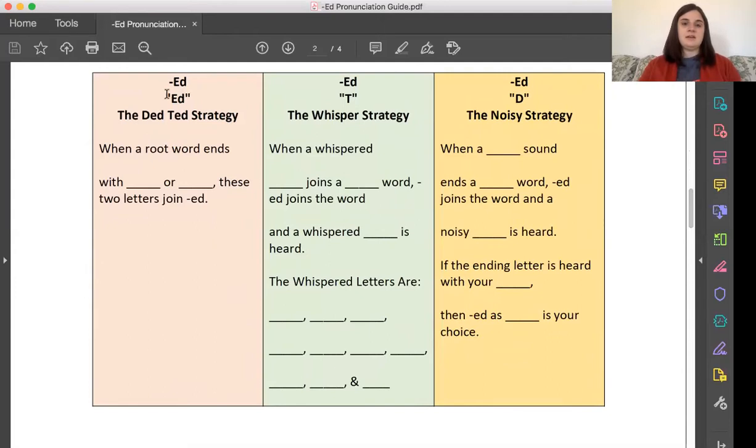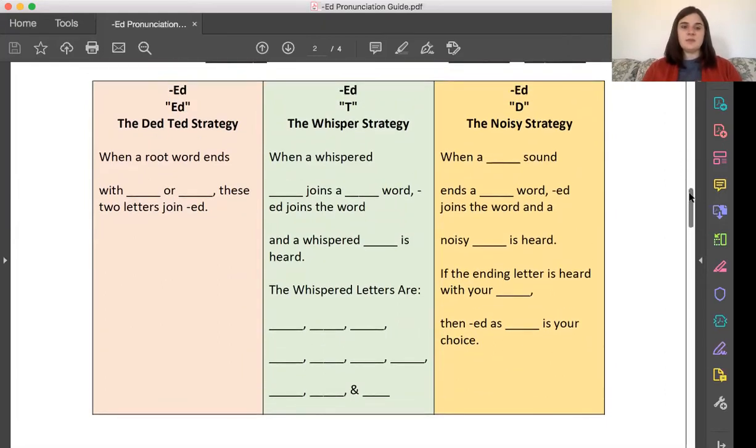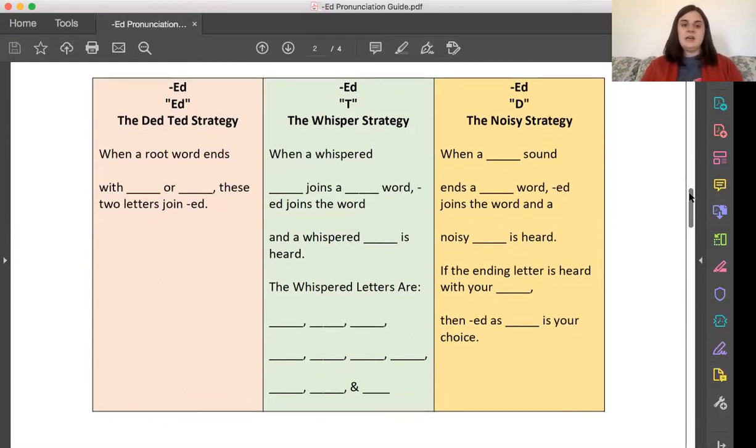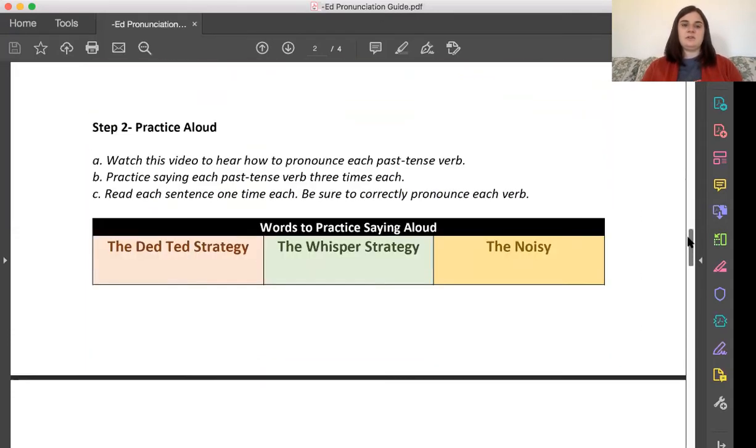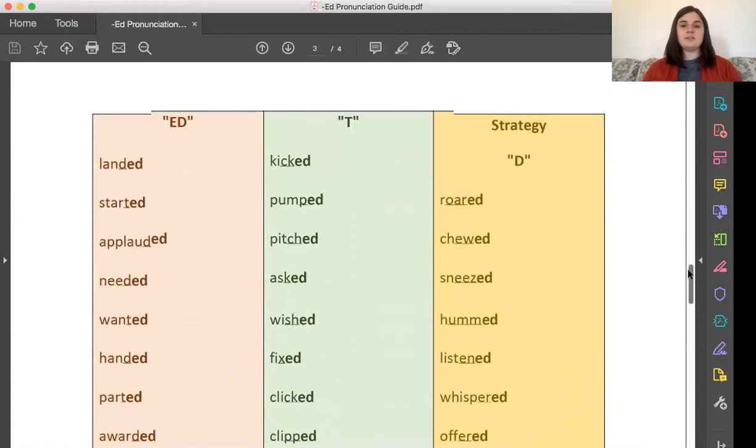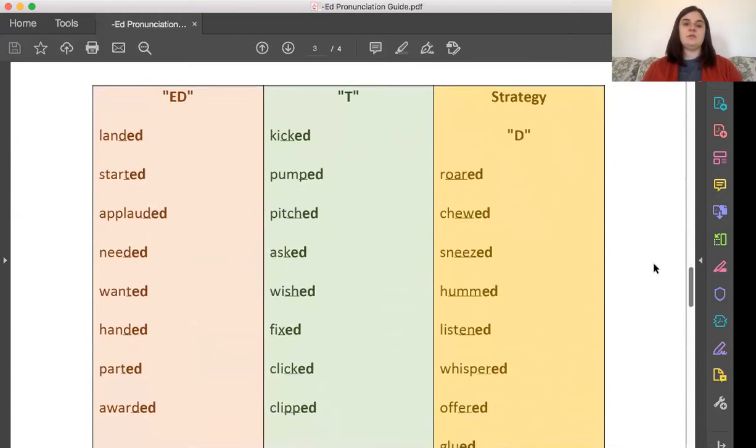Ed. Can you guys say ed? Ed. The dead TED strategy. Can you guys say the dead TED strategy? Okay, so we're trying to learn how to say these words correctly. When a root word ends with the letter D or T, the two letters join and make the ed sound. So we're just going to practice saying these ed sound words.